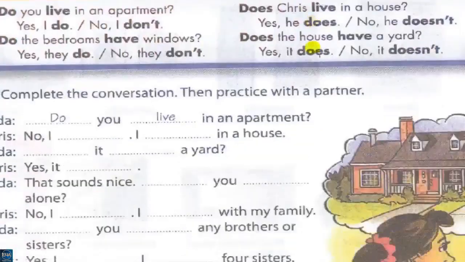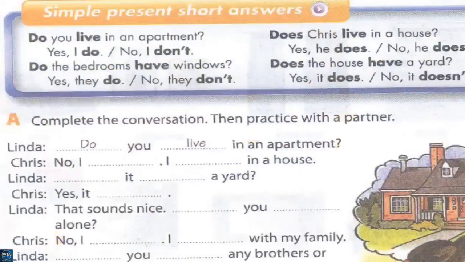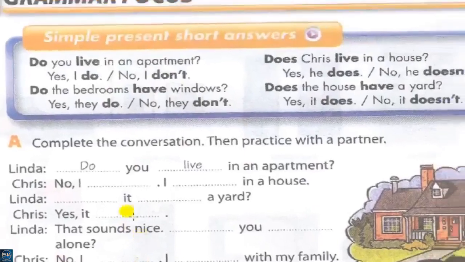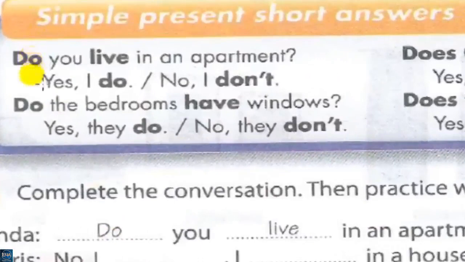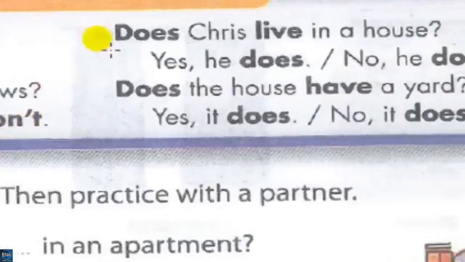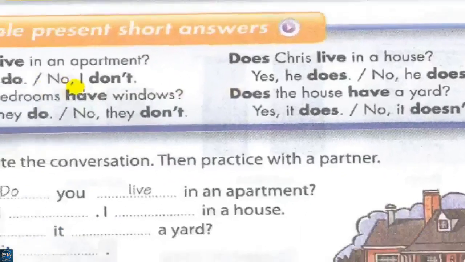Exercise number 3. Grammar focus. Page 45, exercise 3. Grammar focus. Simple present short answers. Do you live in an apartment? Yes, I do. No, I don't. Do the bedrooms have windows? Yes, they do. No, they don't. Does Chris live in a house? Yes, he does. No, he doesn't. Does the house have a yard? Yes, it does. No, it doesn't.